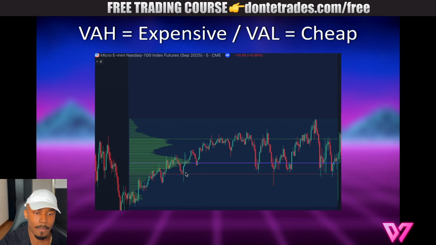And the opposite, as long as the context matches, is true for the value area low. So you can see here, once we got above this value area low, longing at the value area low or around this level was a good move here. So value area high, expensive premium prices, generally looking for shorts off this area. Value area low is going to be cheap prices, and we're generally looking for longs off that area. Again, all the context and stuff matters, but this is just a general concept so you can understand how these things work.